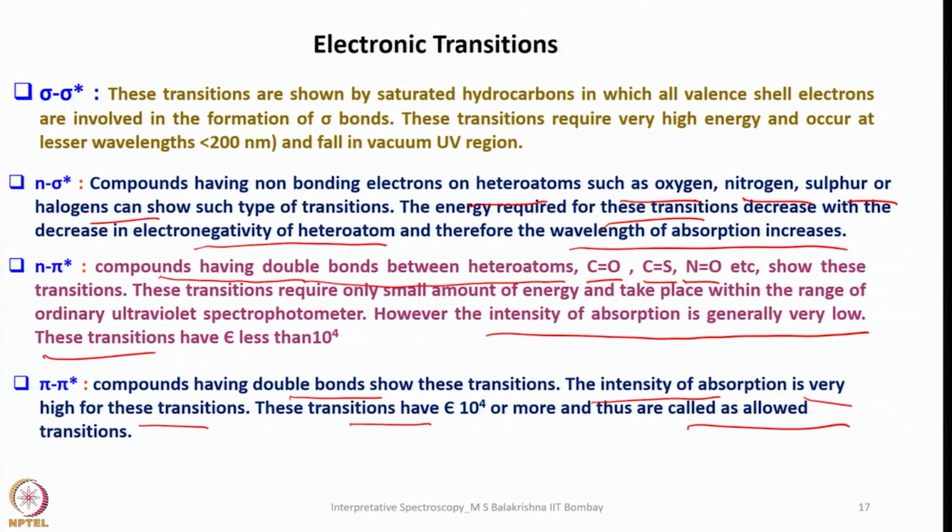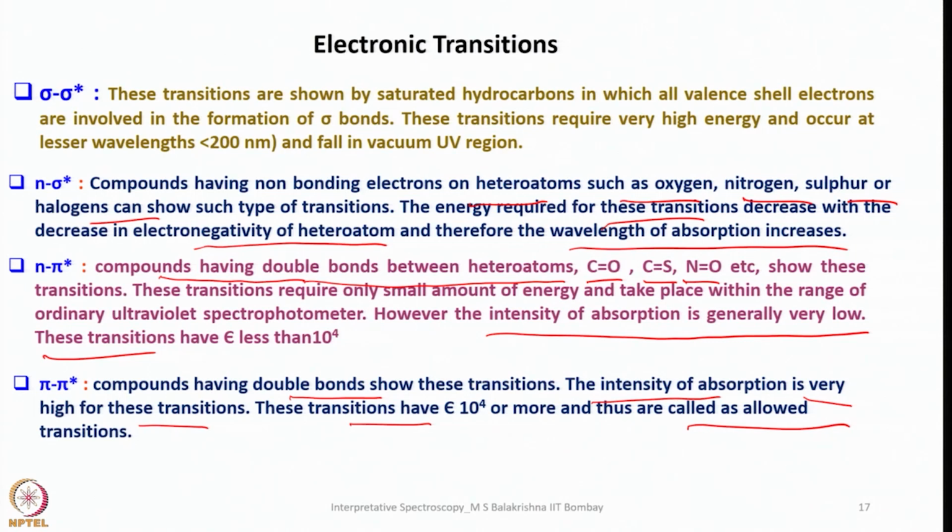UV region. And if we consider n to sigma star transition, compounds having non-bonding electrons on heteroatoms such as oxygen, nitrogen, sulfur, or halogens can show such type of transitions. The energy required for these transitions decreases with the decrease in electronegativity of heteroatom, and therefore the wavelength of absorption increases. And then the third type is n to pi star.